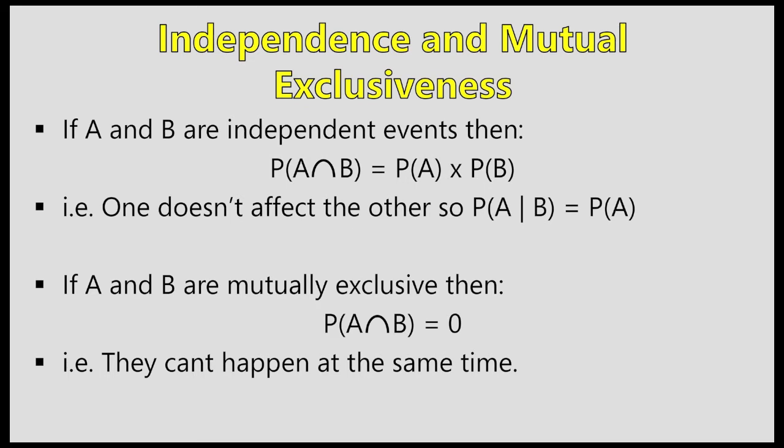Yeah, really. If A and B are mutually exclusive, then they can't happen at the same time. So the probability of A and B equals 0. So the circles, if it's a Venn diagram, will not touch. They can't happen at the same time. That's what I just said.